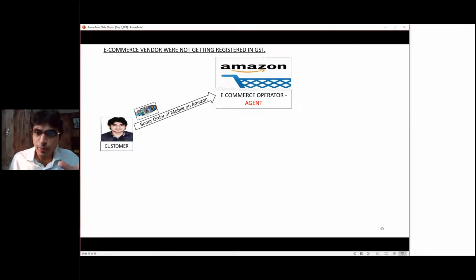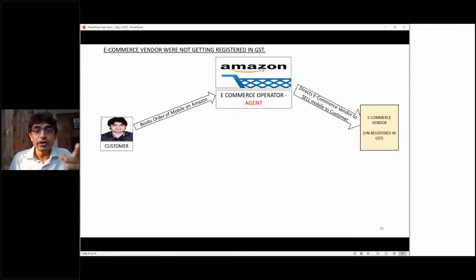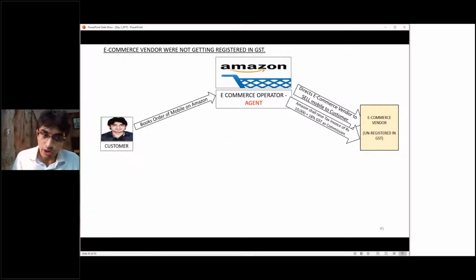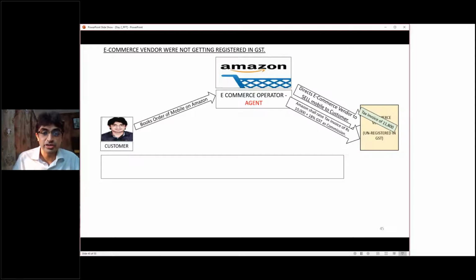I wanted to book a mobile on Amazon. Amazon directed this because the vendor is unregistered in GST and does not have a GST number. The vendor sold the mobile to me for 1 lakh. Only 1 lakh, no GST. Correct. Now Amazon charged a commission invoice of 11,800 for that. That will remain fixed: 10,000 plus GST.